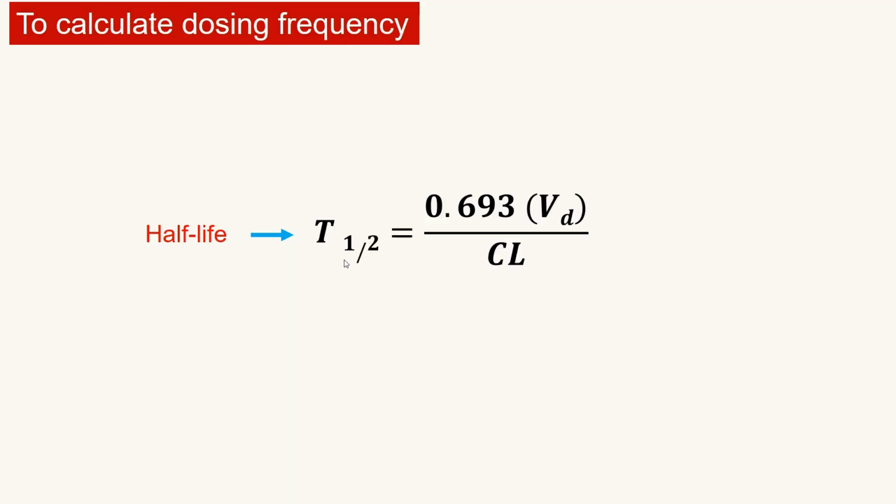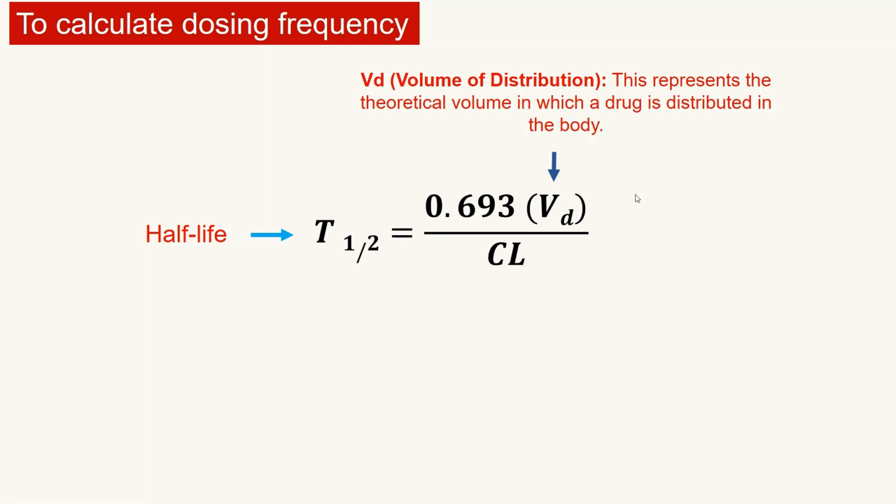All right, let's see another question related to half-life, which utilizes the volume of distribution and clearance. Volume of distribution represents the theoretical volume in which the drug is distributed in the body. That means, compared to blood or plasma, how much drug is distributed to the rest of the body, like tissues, organs, and all those peripheral systems.